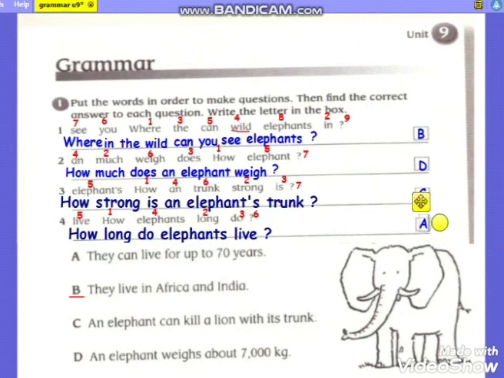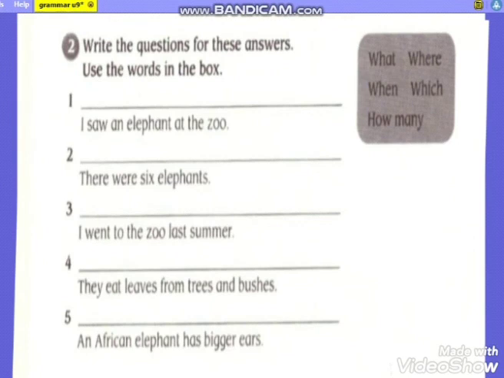Okay? Question number 2, you have to write the question for the answers. Okay? Number 1, I saw an elephant at the zoo. I saw an elephant at the zoo. Here we have an elephant, which is the answer. I saw an elephant at the zoo.